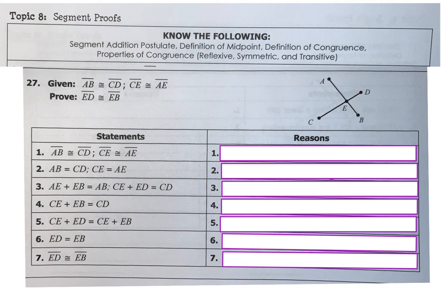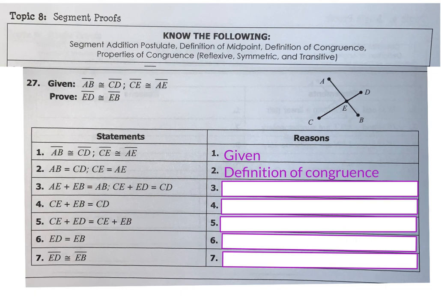So go ahead and try this particular proof. And then we'll go through these steps together. This one's simple. How do we know that AB is congruent to CD and CE is congruent to AE? That is given. Always get the given, right? What about the next one? AB equals CD and CE equals AE. Definition of congruence. We should probably always look for that one as well.